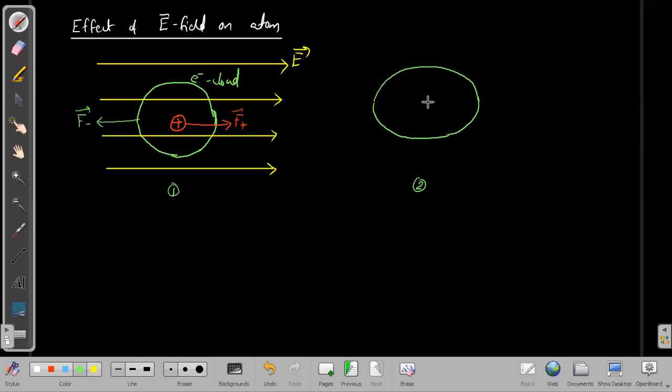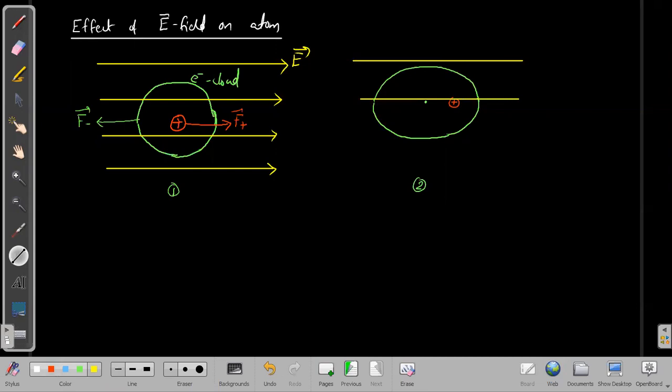Okay, so let this one be the center of the electron cloud, and the positive charge might be slightly towards the right. On the application of this electric field, there will be a slight deformation of the electron cloud, and there will be a small charge separation between the electron cloud and the positive charge nucleus. Let me denote the charge separation by the symbol d.